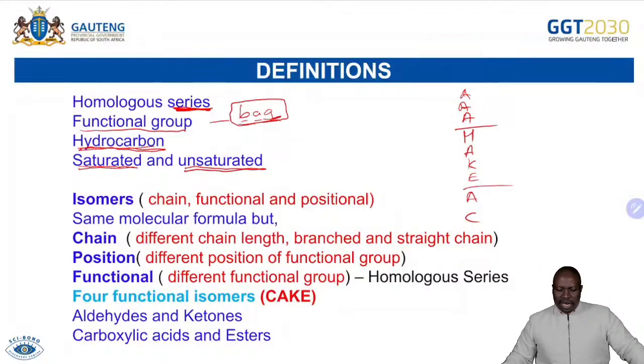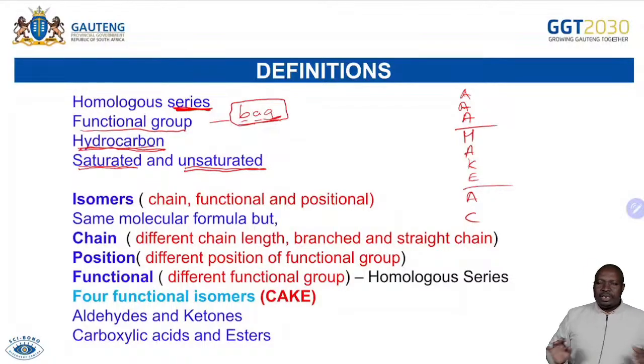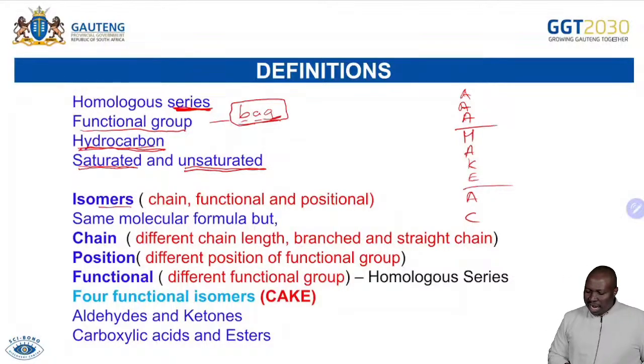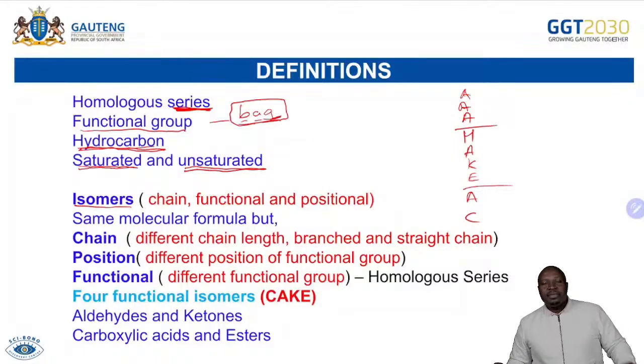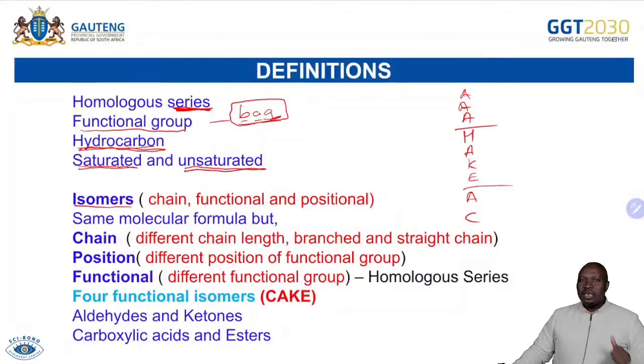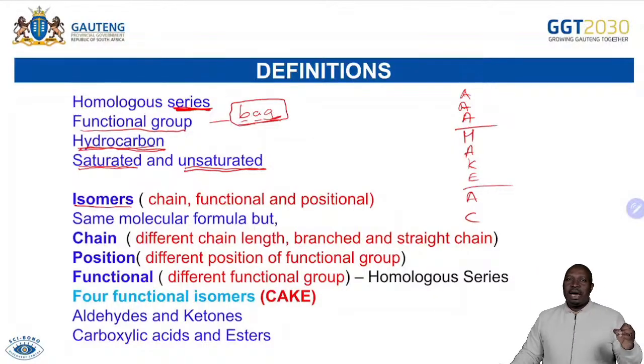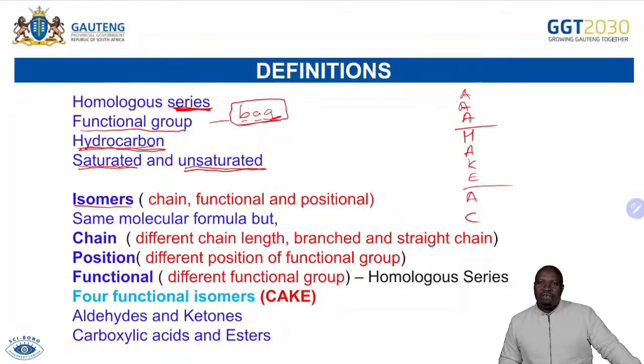And then we are saying we have structural isomers. In terms of the isomers, you will have seen iso means same. What is same? Same molecular formula. So what are we saying? We're saying structural isomers have the same molecular formula but different structural formula.